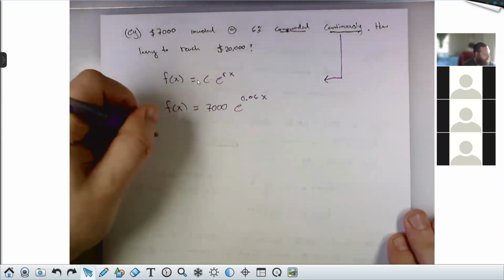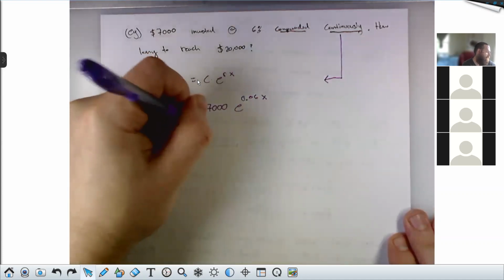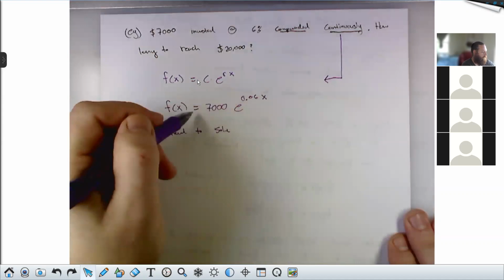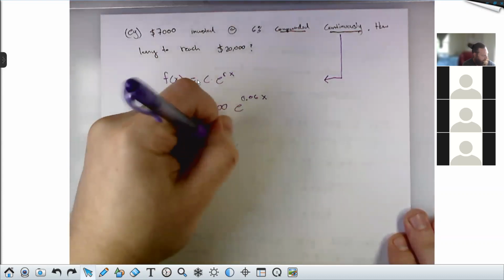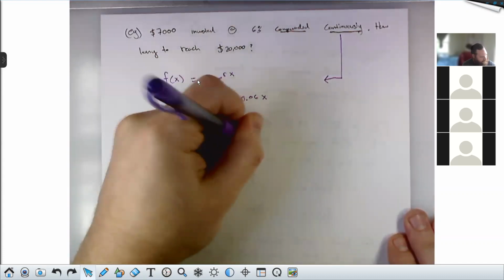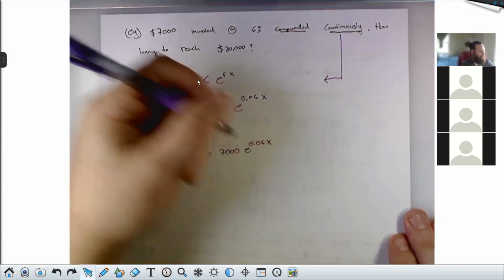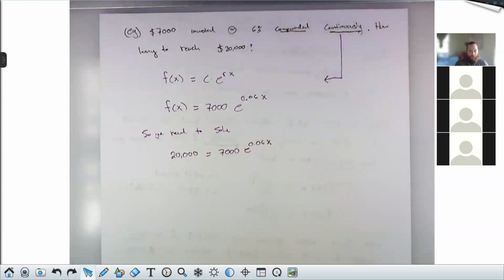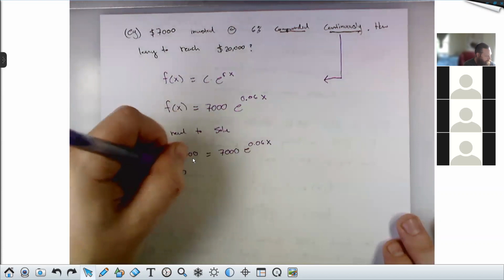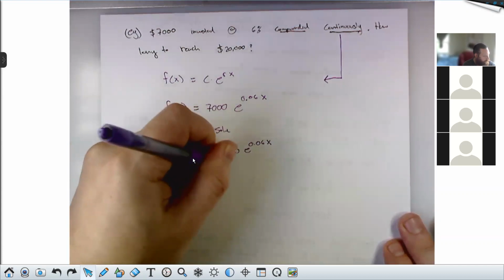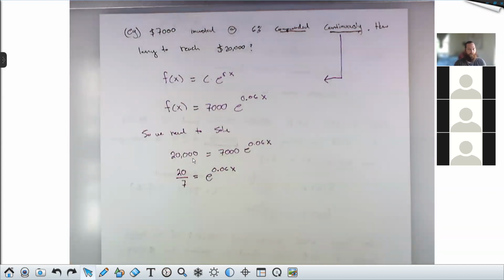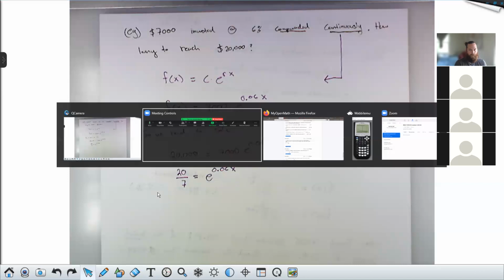So we need to solve this thing equals 20,000. If we want to, we could begin by dividing both sides by 7,000. That will give me 20 over 7 equals e to the 0.06x. And this again is something we would need to solve graphically until we're comfortable with logarithms.